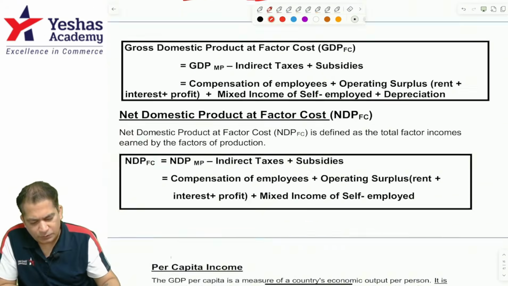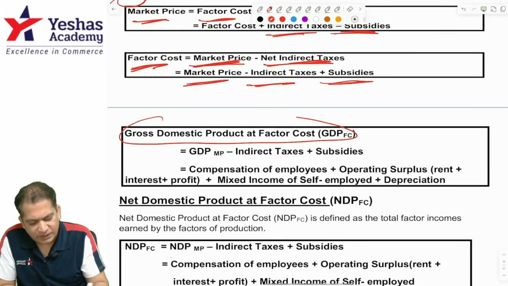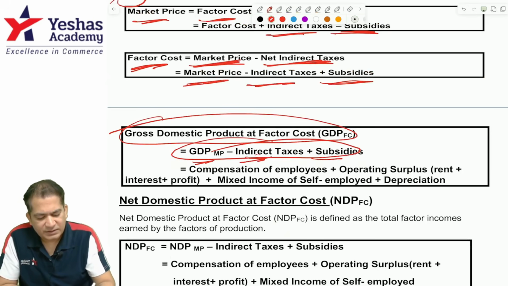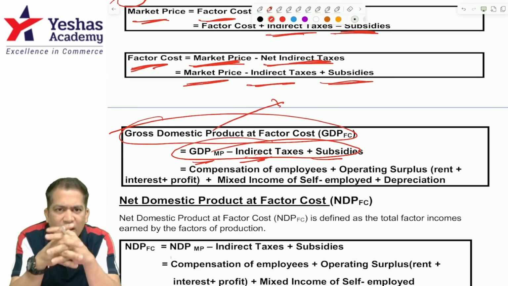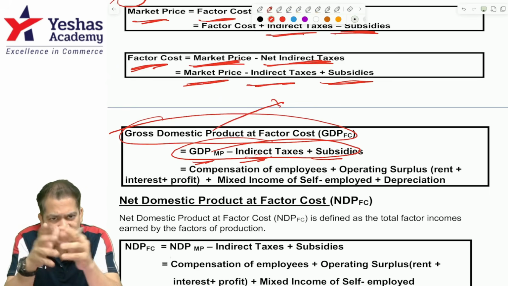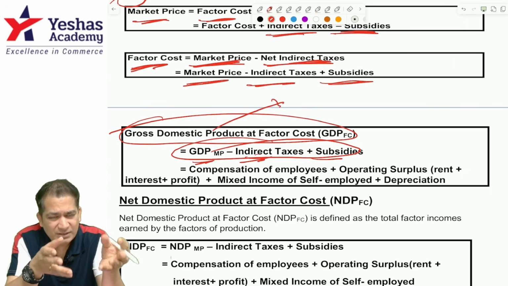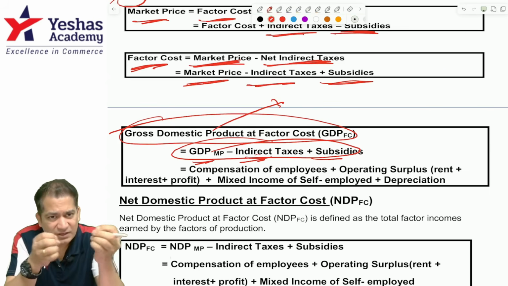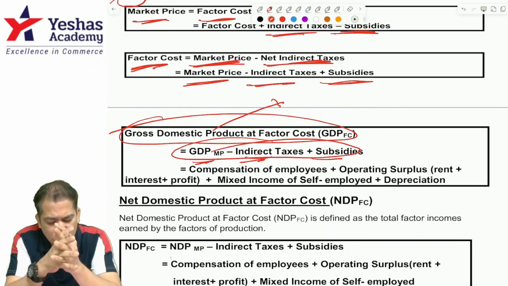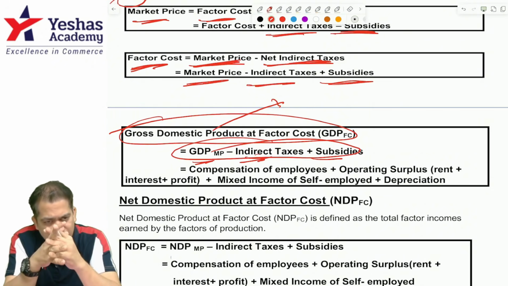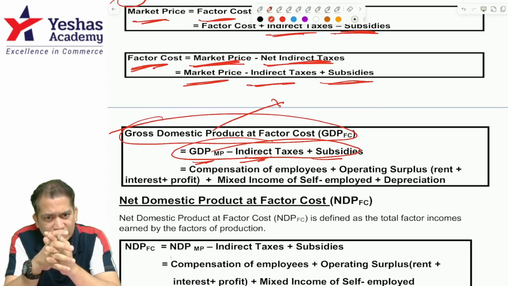So you see here, gross domestic product at factor cost will be GDP at market price minus net indirect taxes minus subsidies. Now the thing is, this is nothing but value addition. And how do we add value? We will spend money on goods which are intermediate goods. We'll have to pay wages, we have to pay salary, we have to pay rent and everything.